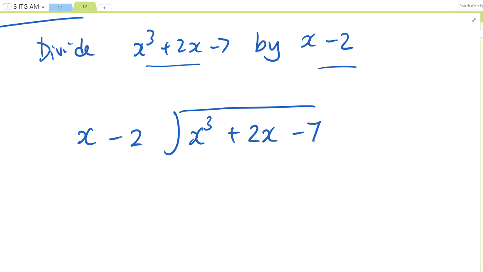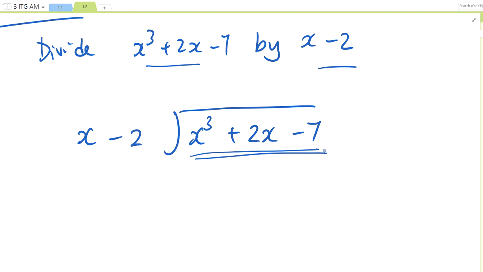This is minus 7. Okay, so far? Now, one thing for long division of polynomials, I need you to be very careful with the dividend over here. I need you to arrange them such that the highest power comes first. Do I have the highest power first? Yeah, x cubed, right?